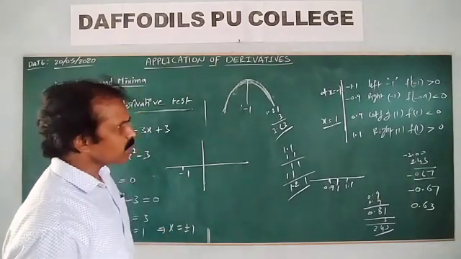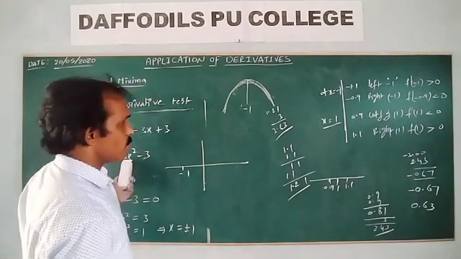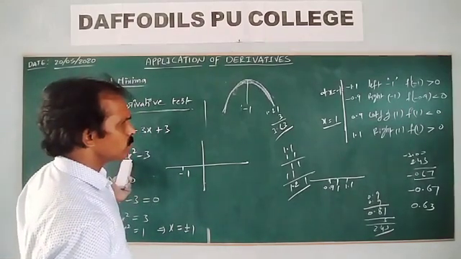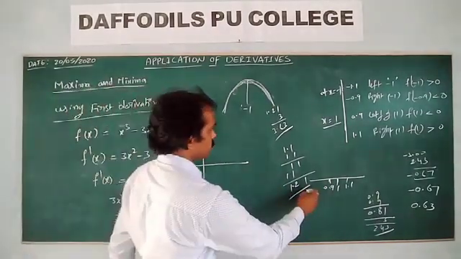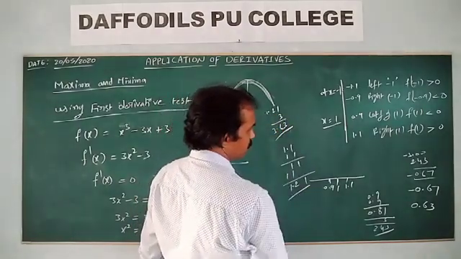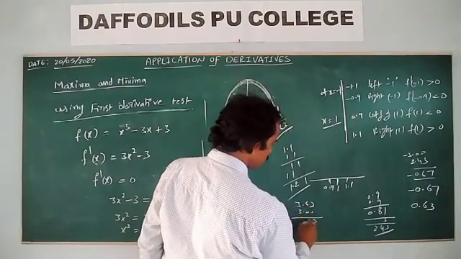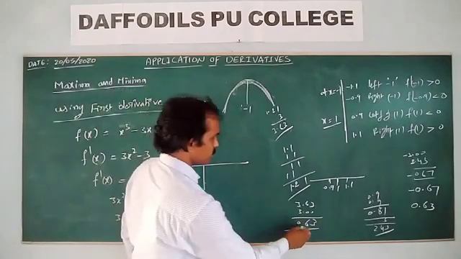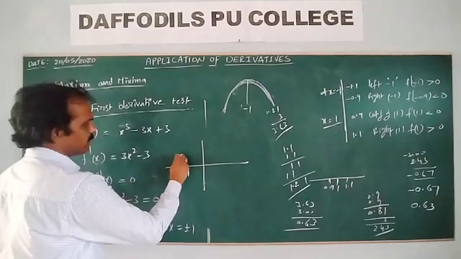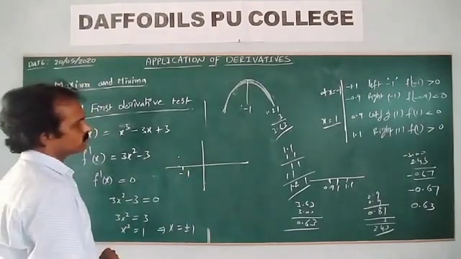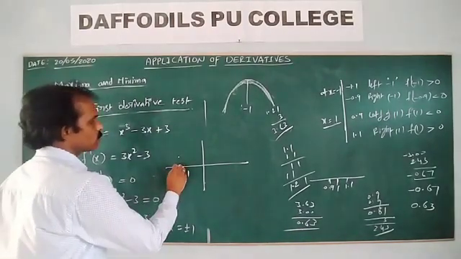At minus 1, what is the answer? 1.21, 3.63 minus 3, 0.63. Okay. So minus 9 point this one. So some value.